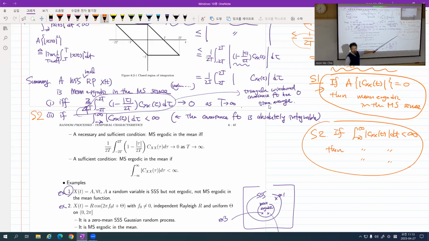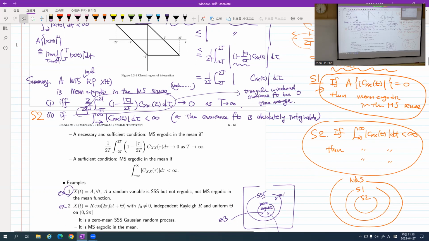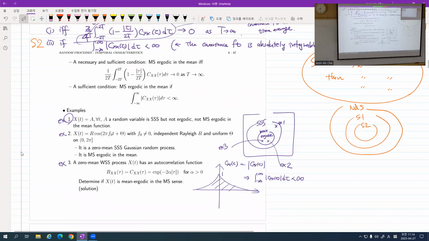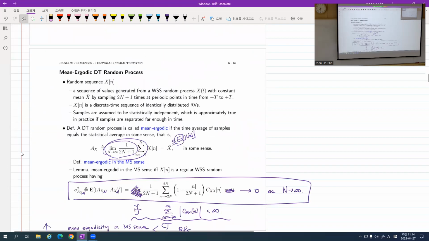This is a very loose condition. Or how do you say that? No, not loose. This is the most restrictive. I reversed, sorry. More restrictive. So it's like sufficient condition 2, sufficient condition 1, and necessary and sufficient condition. Got it? So if S2 is satisfied, then S1 is satisfied, and then the necessary and sufficient condition is satisfied. Got it? And by using these necessary and sufficient or sufficient conditions, we can easily show that some random process is mean ergodic in the mean square sense. So I believe that is now clarified.